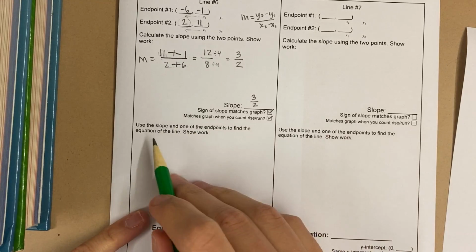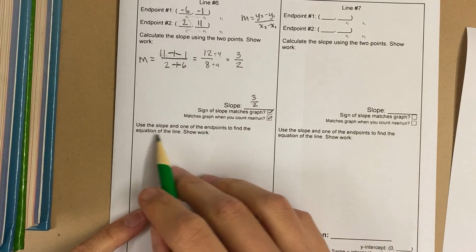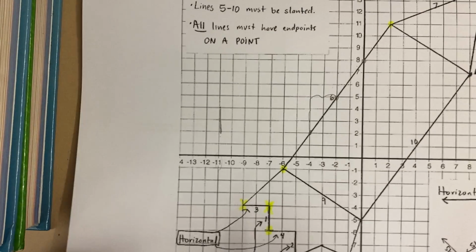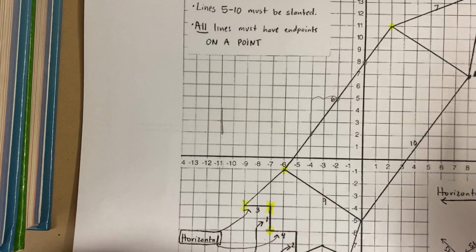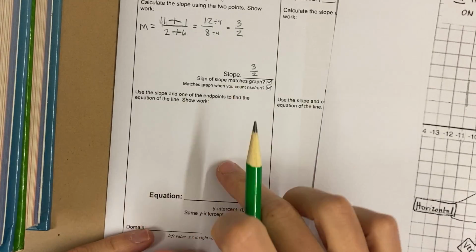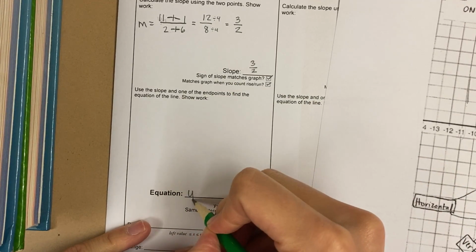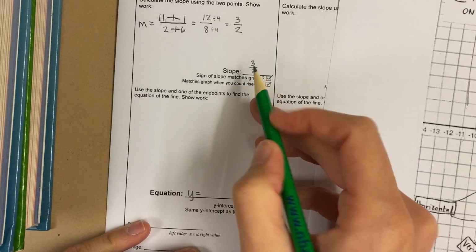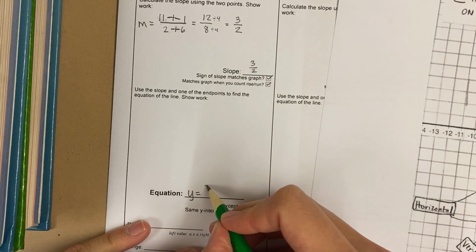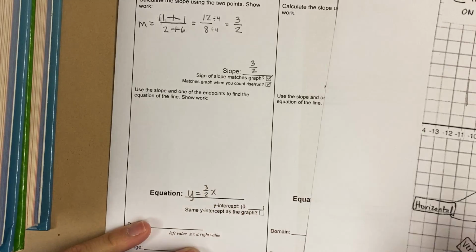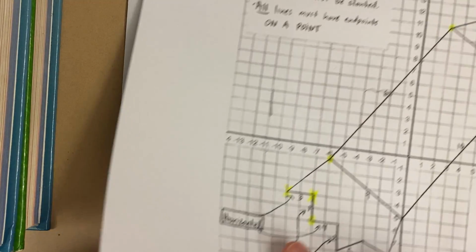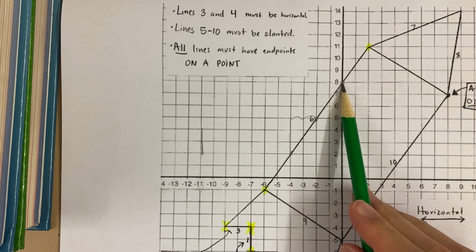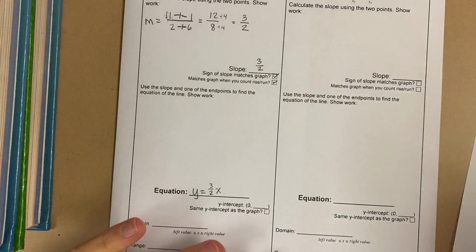Now, this says use the slope and one of the endpoints to find the equation of the line. Show work. I want to point out that you actually have enough information to write the equation of the line. I'm going to show the work because that's the requirement. But remember, when I'm writing the equation, it's y equals mx plus b. So I have my m, my slope, y equals 3/2 x. And if I look at this line, I can see what the y-intercept is. You see it? It's right there. It's positive 8.